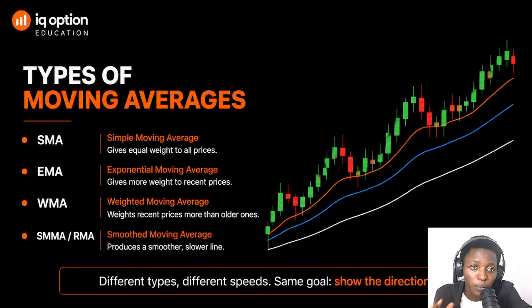EMA. But the point is, there's no one moving average. Even though we have many different moving averages, and I explained that the EMA is faster, what I want you guys to understand is that it is not just one moving average.